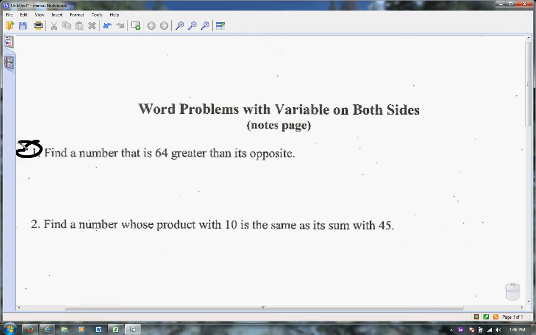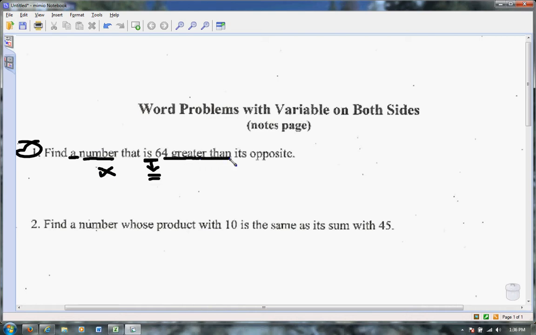First thing I want you to see that's very important is this word "is". In the math world, it stands for equals. Okay? That stands for equals. And when we talk about a number that we don't know, if we don't know the number, then we're going to call it x. All right, so find a number that is, that's equals, 64 greater than.